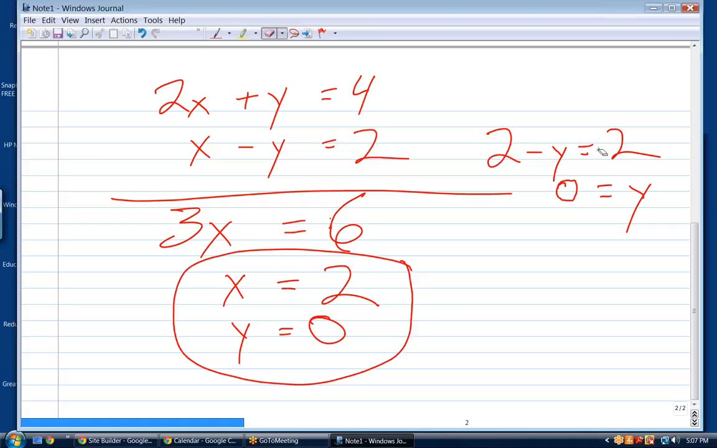And we did it. There's lots of ways to solve simultaneous equations. And to me, the easiest way is this one, where you eliminate a variable.